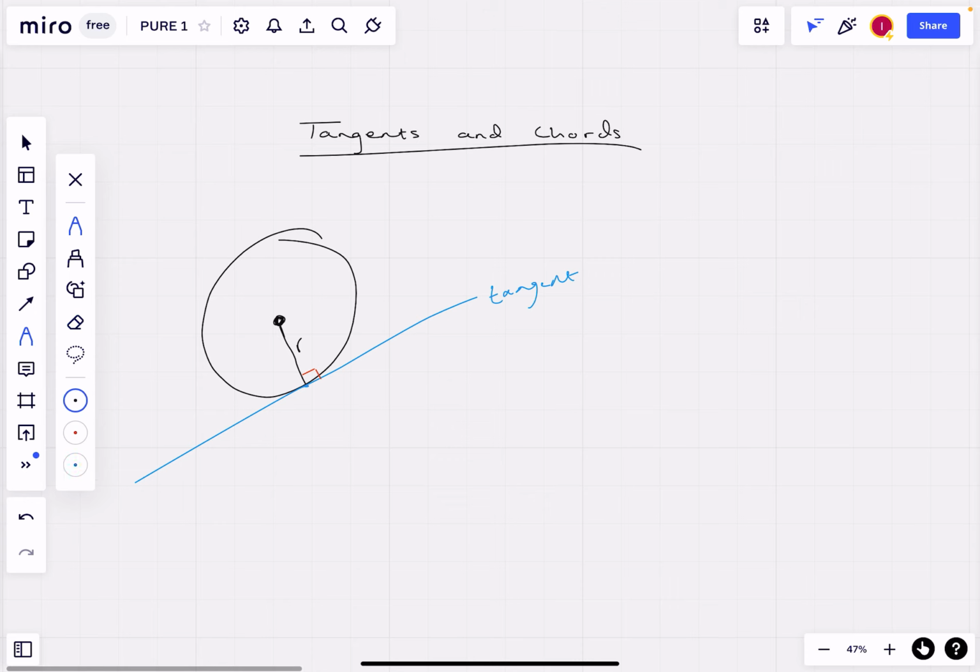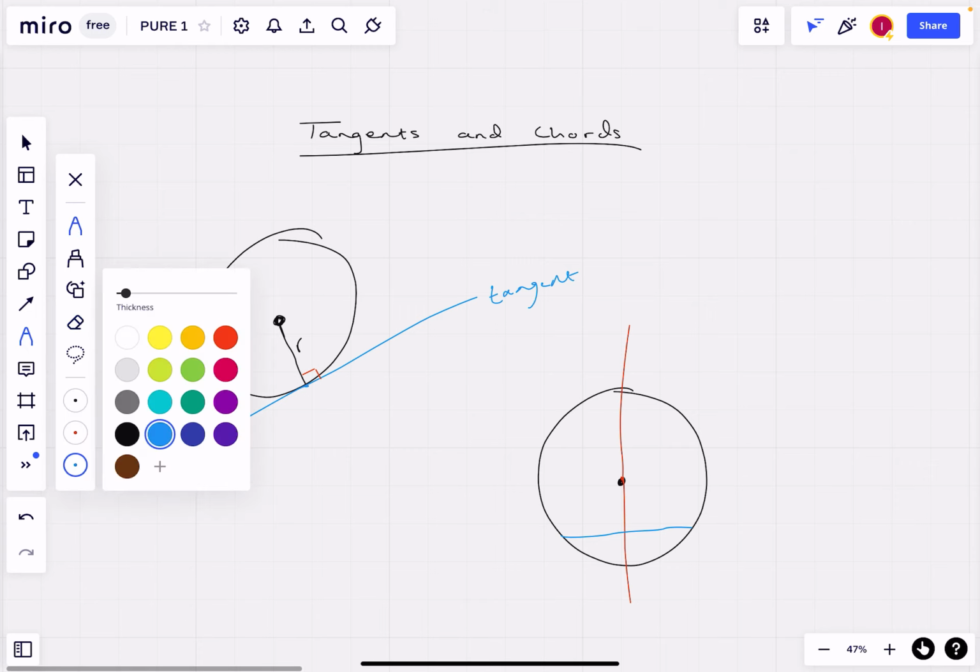Now, let's say I have another circle and I have a chord. A chord is a line going from one point to another, but it's not the diameter. This dotted line would be the diameter if it goes through the center. It's not going through the center in this case. It's just from any point to another.